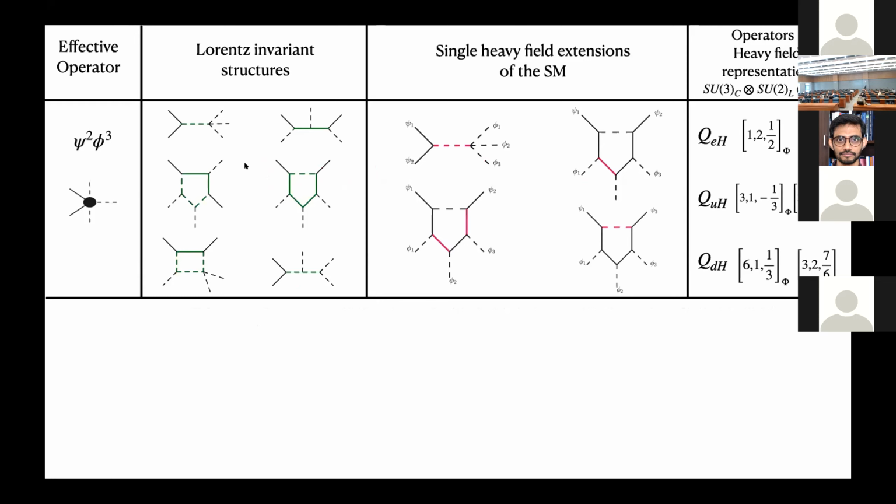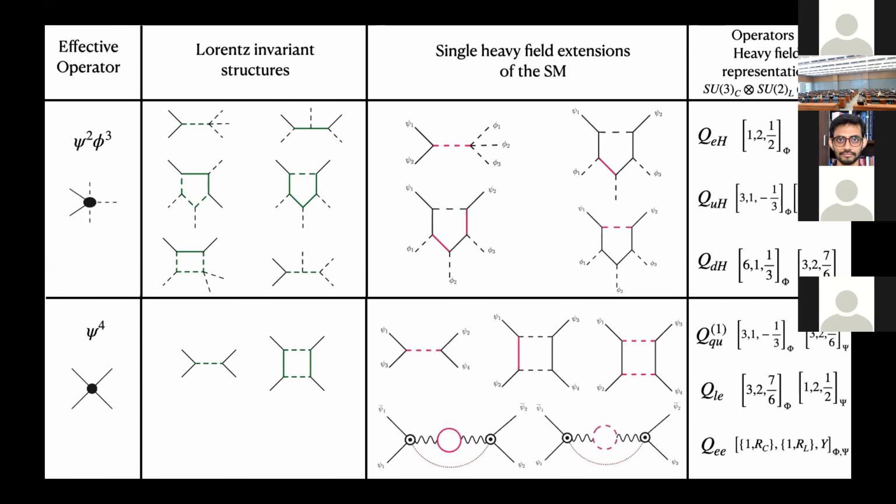You just look at the Lorentz invariant structures, and then you can unfold that in terms of single heavy fields or their interaction. And once you fix, for a particular operator, the external states, that will uniquely give you what kind of heavy field representation could be there. For example, QH can be generated through the scalar or the fermionic heavy representations. QUH can be generated in this way, and so on. And similarly you can do it for psi4 as well.